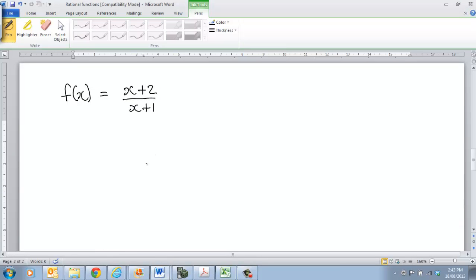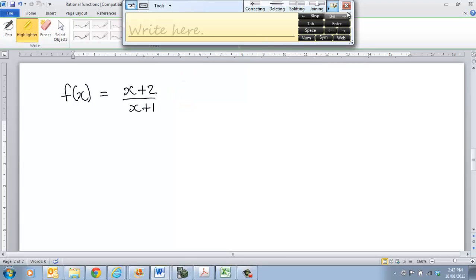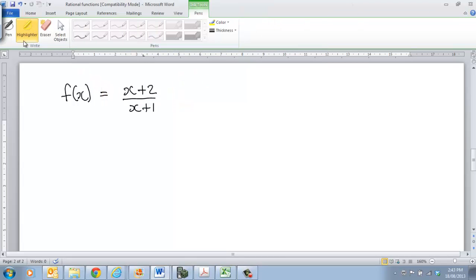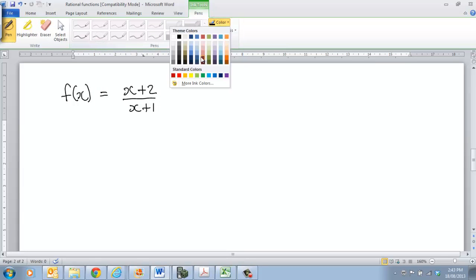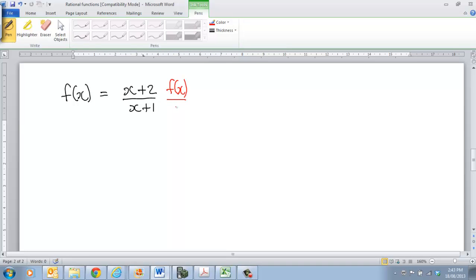If we're looking at here, this in fact would be my f function. Right, so this is my f function here. I'll just change the colour of my pen so you can see the difference. So this is really my f, and this is my g function.